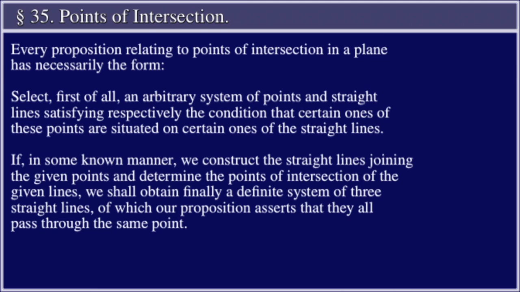If in some known manner we construct the straight lines joining the given points and determine the points of intersection of the given lines, we shall obtain finally a definite system of three straight lines, of which our proposition asserts that they all pass through the same point.